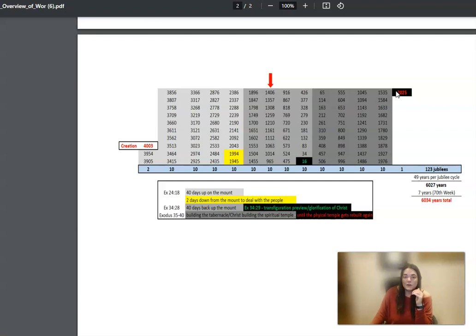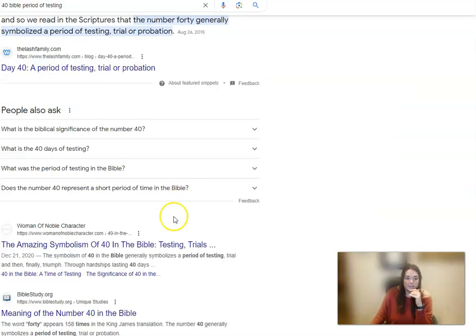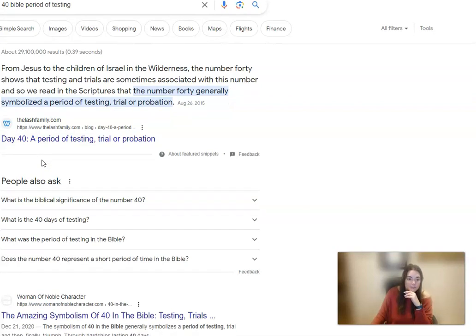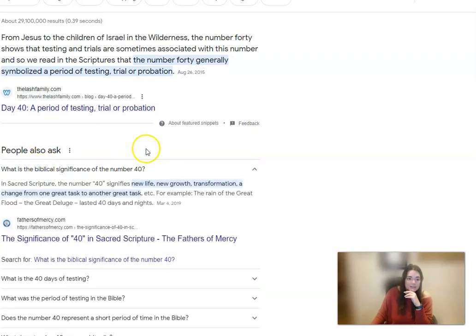There are a great many occurrences of 40 in the Bible, and really all you need to do is go look it up. I mean, just Google it. As much as I am not a fan of using extra biblical sources, it is pretty clear from the reference material available the biblical significance of 40.